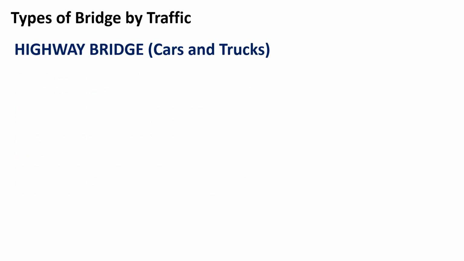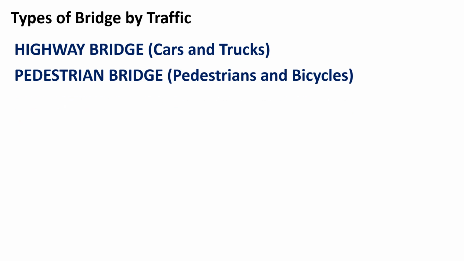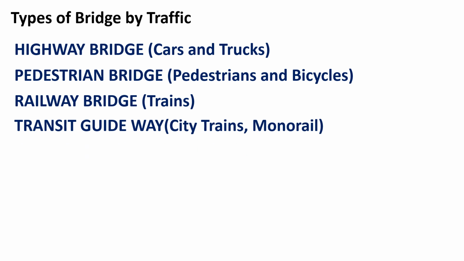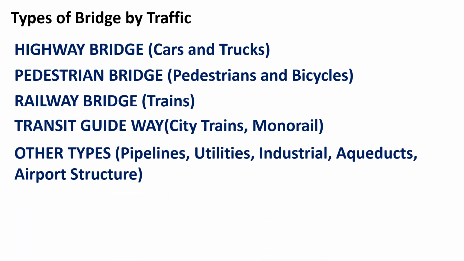Let us now have the types of bridge by traffic, and these are the following. First, we have the highway bridge for cars and trucks. Then we also have the pedestrian bridge, good for pedestrians and bicycles. We also have the railway bridge, good for trains. We also have the transit guideway, but of course, we also have the other types.